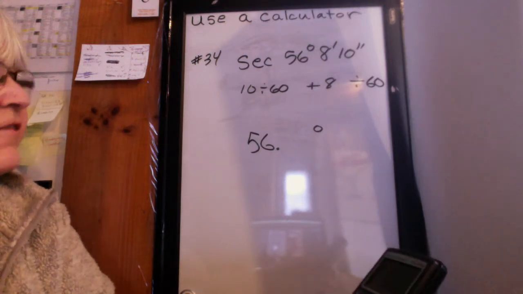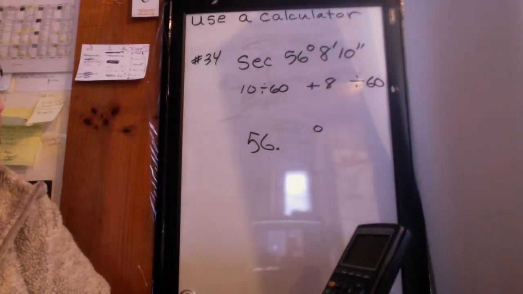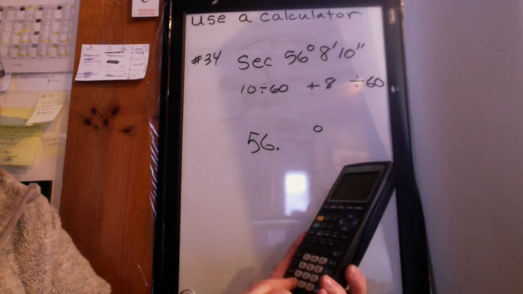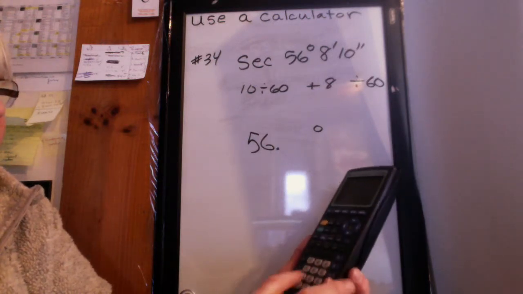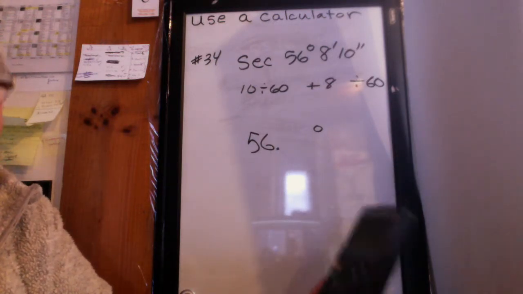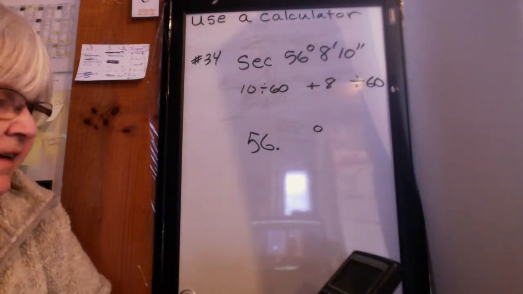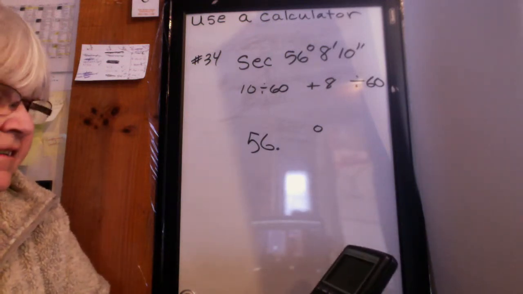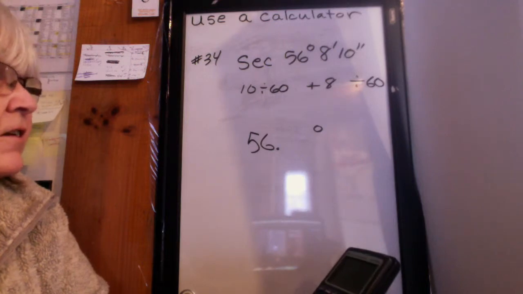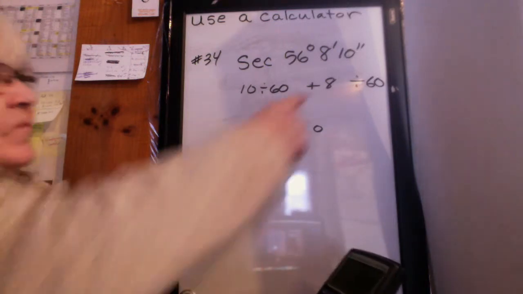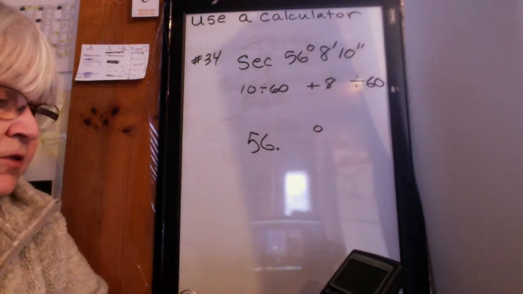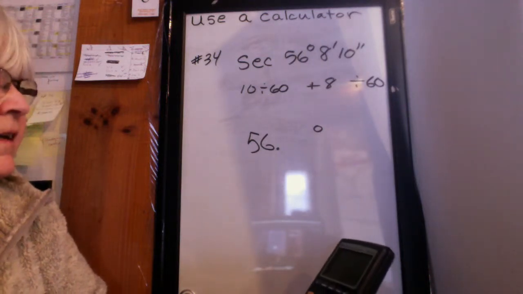All right, clear everything out. So you're going to do 10 divided by 60. Then hit enter. Oops, clear it out. I didn't do something right here. 10 divided by 60, hit enter. You get a decimal. Now do plus 8. So plus 8, hit enter.